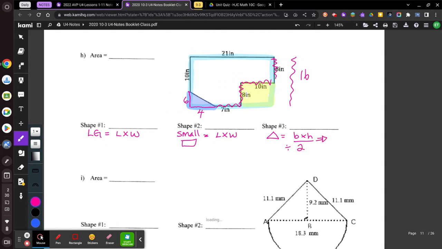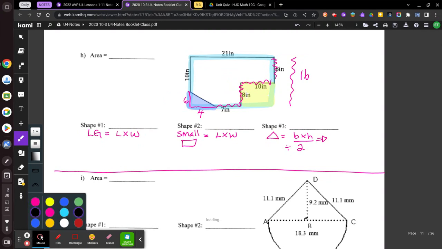Okay. I'm just going to put a line there for the next question. So on the first one, the large rectangle, I'm going to have 16 times 21. That is my length and my width. 16 times 21 is going to give me 336 square inches. So 336 square inch.